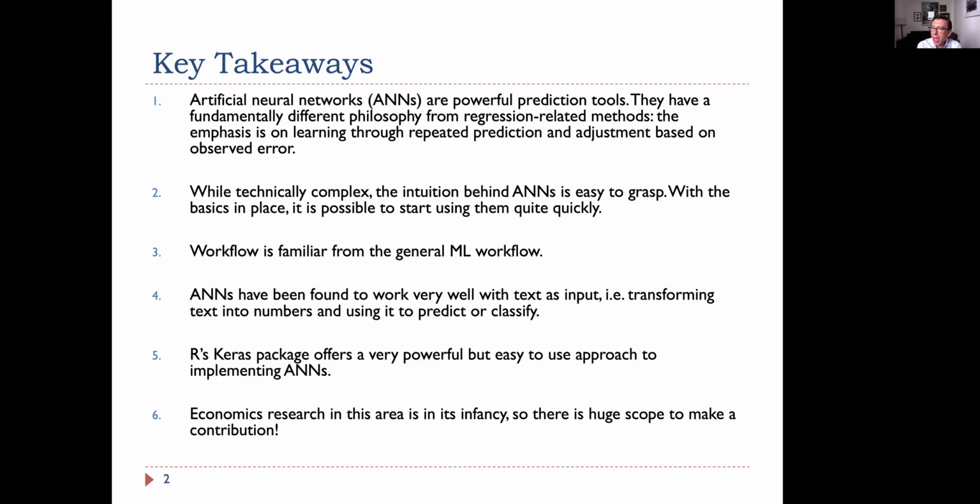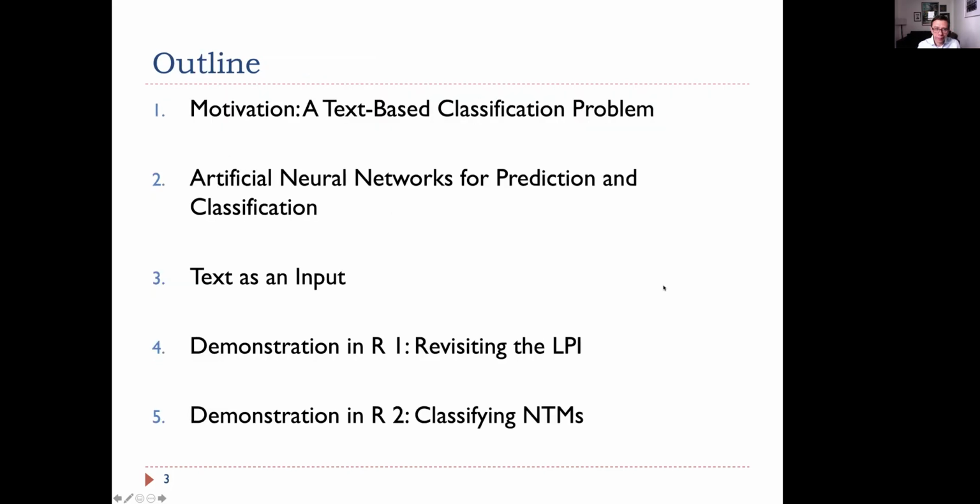In terms of implementation in R, as usual, there's a package for that. In this case, it's primarily a package called Keras. It offers a very powerful way of accessing some high-level code on artificial neural networks, but it makes it very easy to do. So we're going to be focusing on how exactly to make it work here. Then in terms of economics, well, economics is not using neural networks very much yet. So I think there's huge potential to have an impact on the literature by using some of these models.